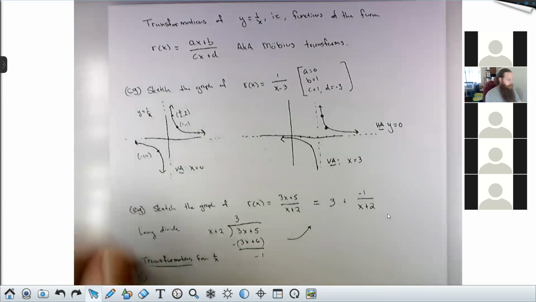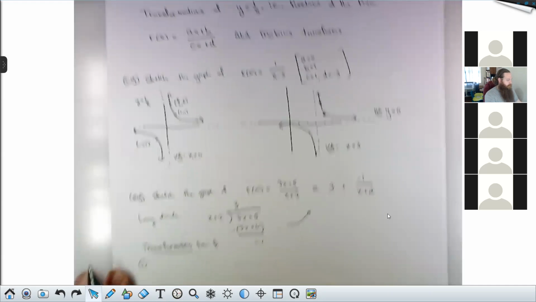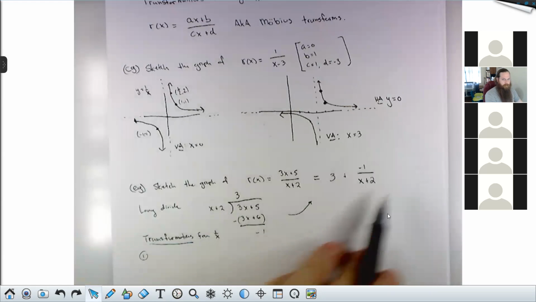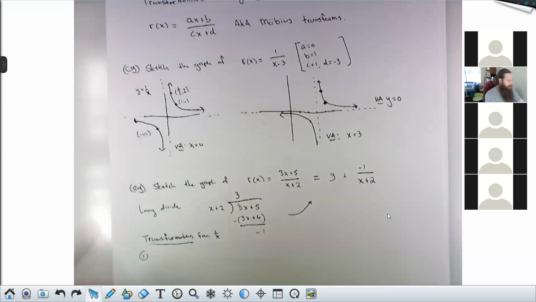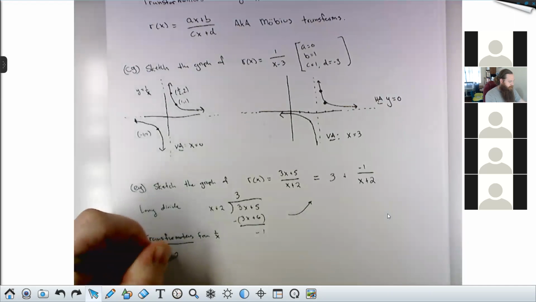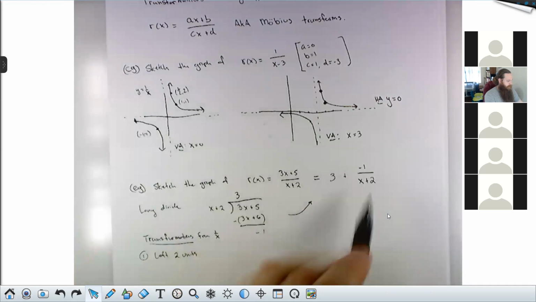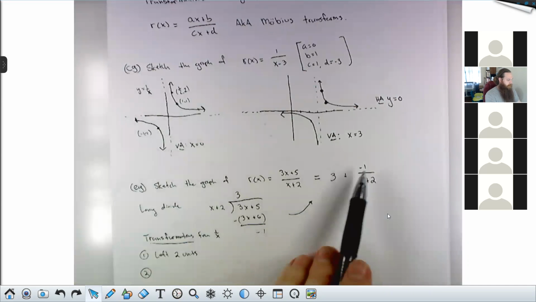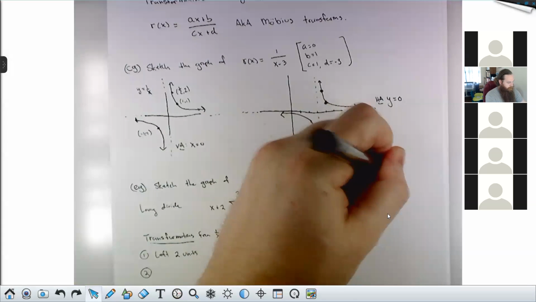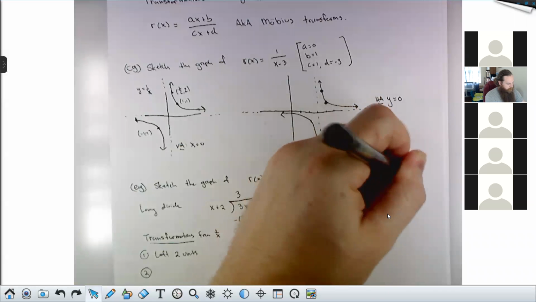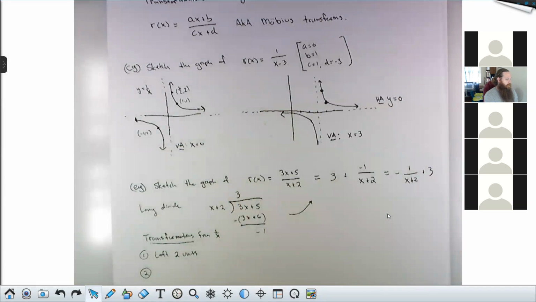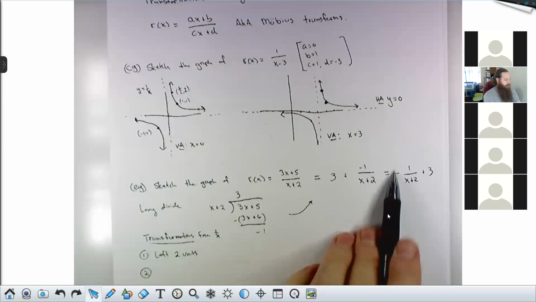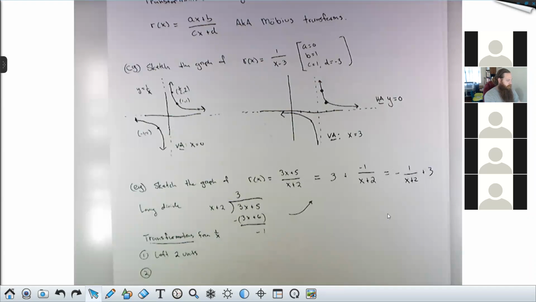Good. So first, remember we always do horizontal scalings, then horizontal shifts, then vertical scalings, then vertical shifts. So I don't have any horizontal scalings, but I do have a horizontal shift, and that's to the left 2 units. That's coming from the x plus 2 in here. Next, I have a vertical reflection, the negative 1 up here. This is the same as negative 1 over x plus 2, plus 3. So here's your horizontal shift, vertical reflection, or reflect over the x-axis, and then your vertical shift.